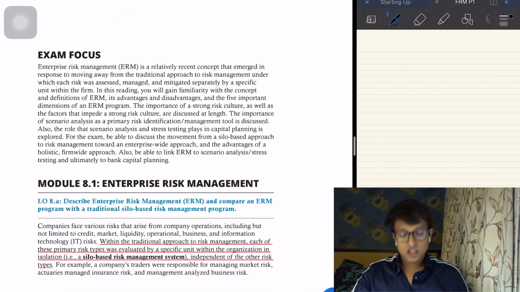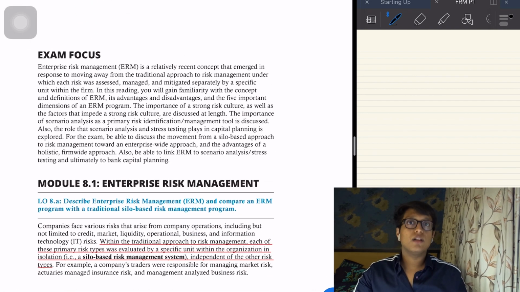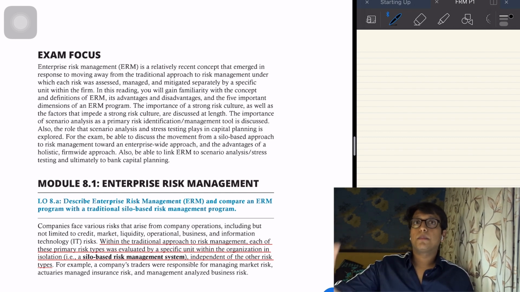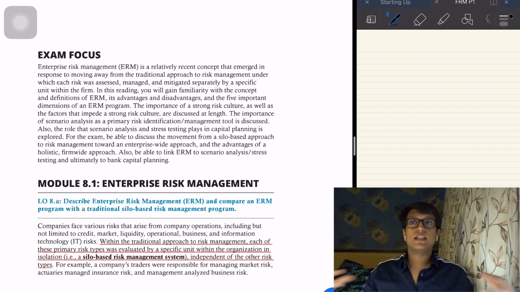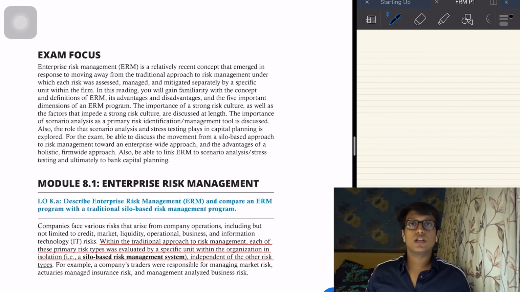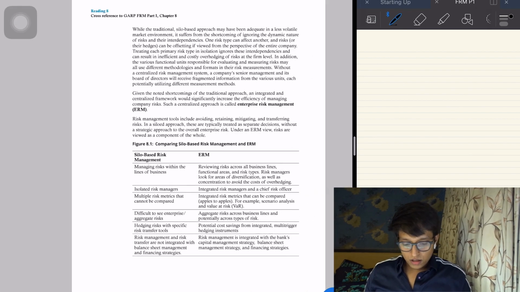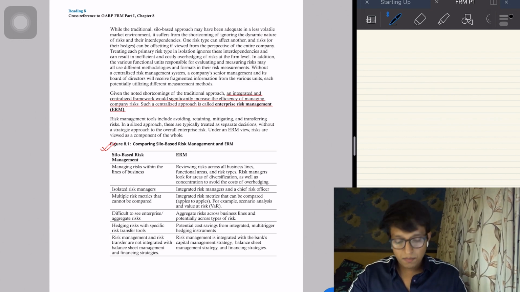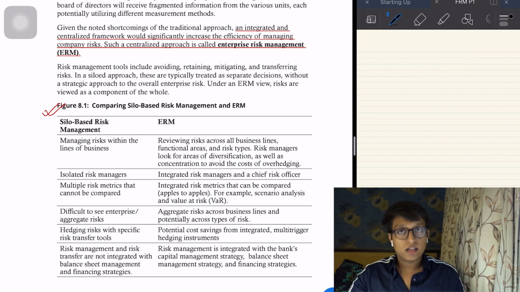So the traditional system was called silo-based risk management. Silo-based means that all divisions are managing their risks individually, and there is no cross-functional interaction or correlation considered between them. So we developed a centralized framework called the ERM, and these are the differences between the two.